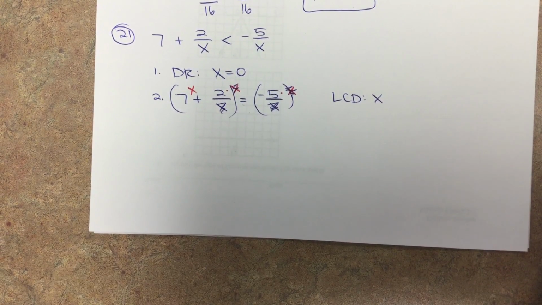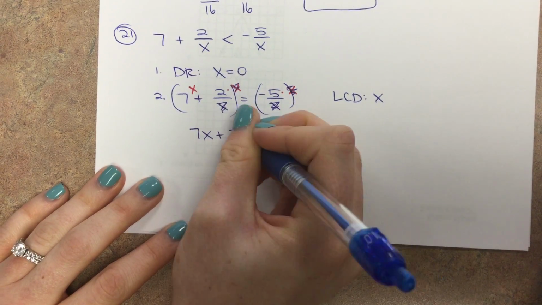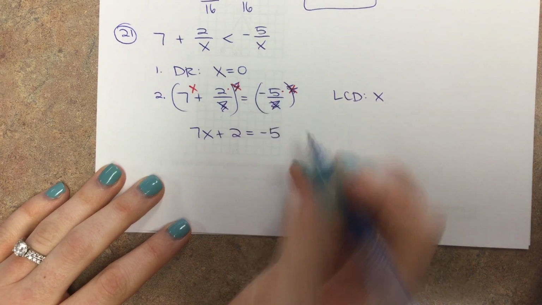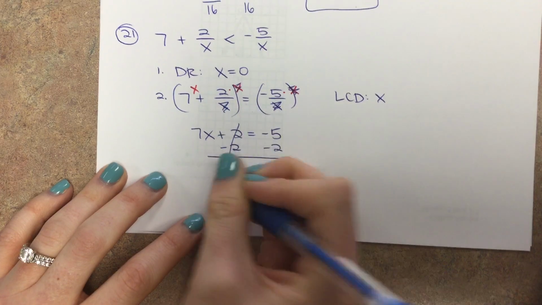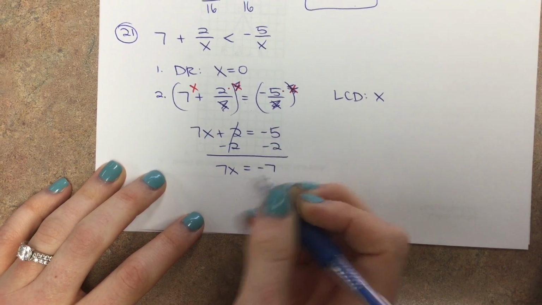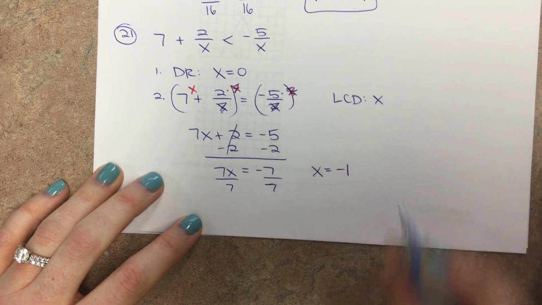So what does the left-hand side of my equation become? 7x plus 2 equals negative 5. Good. So this is actually a really pretty basic equation to solve. So we get 7x equals negative 7. And then x equals negative 1.